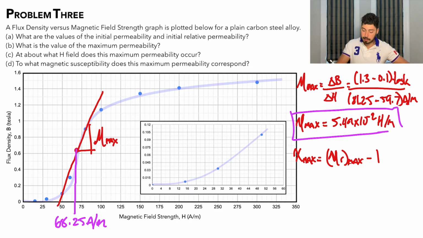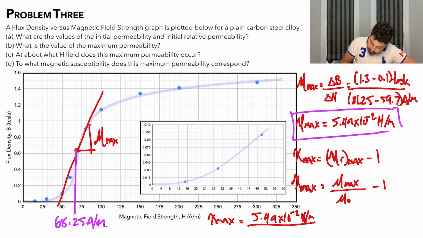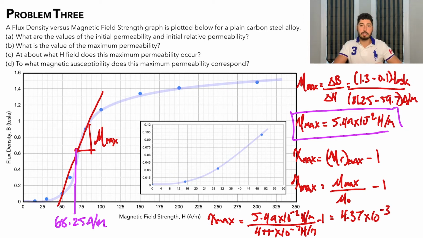So what we need to do is manipulate this equation to get rid of it and implement something that we know. So let's say that chi max is equal to our maximum permeability divided by the permeability in a vacuum minus 1. So now we can simply substitute our values and solve. So chi max is equal to 5.49 times 10 to the minus 2 henries per meter divided by 4 pi times 10 to the minus 7 henries per meter minus 1. And that's going to give us a maximum susceptibility of 4.37 times 10 to the minus 3. And that's how we're going to conclude problem number 3.